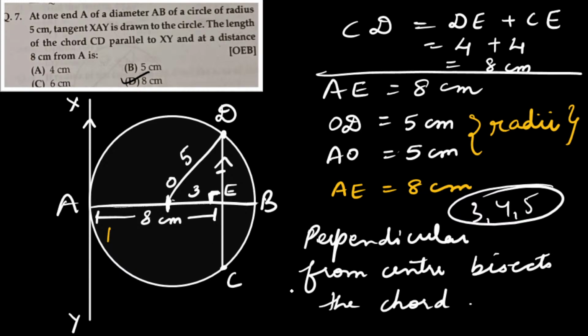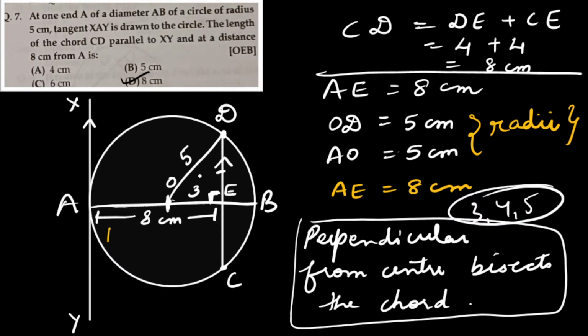Perpendicular from center bisects the chord. That's why we'll get DE is equal to CE. This is 4. This will also be 4. So CD is 4 plus 4, which is equal to 8 centimeter. Let's do the next question now. Question number 8.